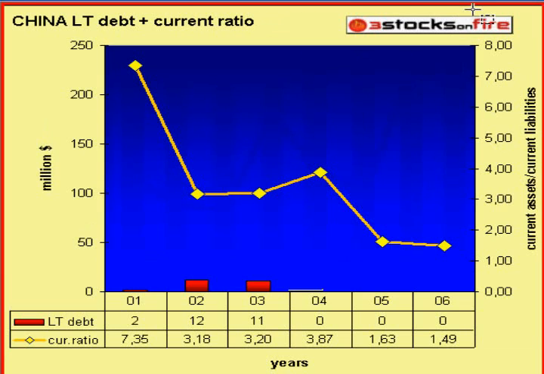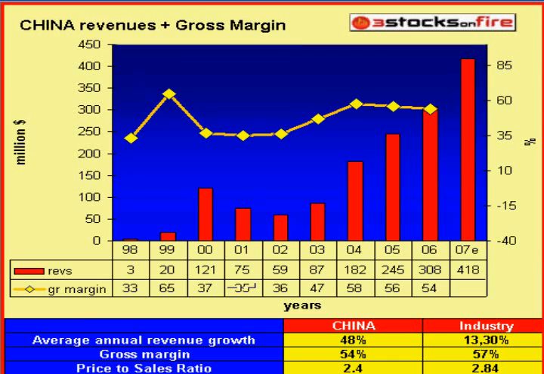Okay, moving on. This is the balance sheet. There's no long-term debt, but the current ratio is deteriorating here, and it is just 1.5 now. I like to see it above 2, so the balance sheet is a bit weak here.